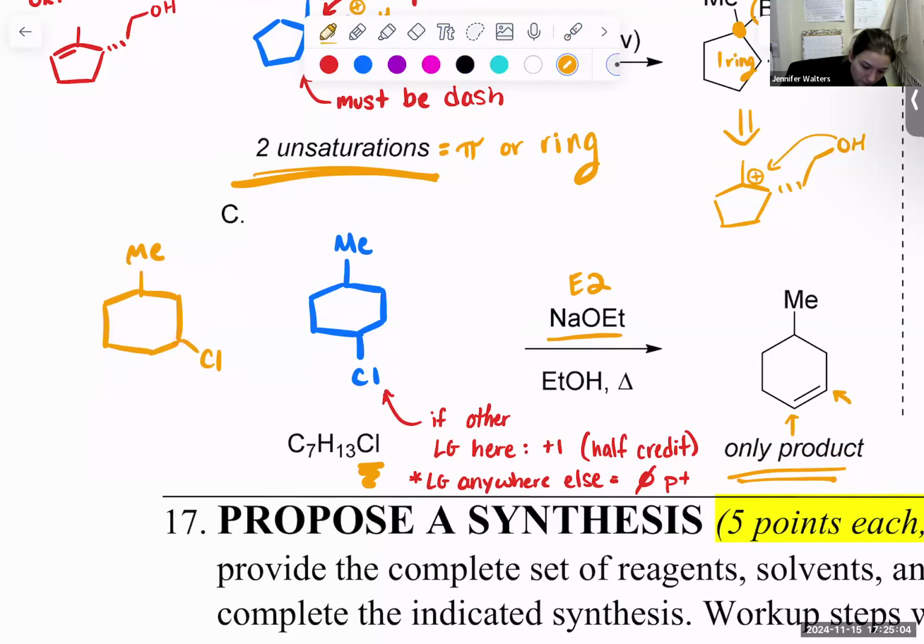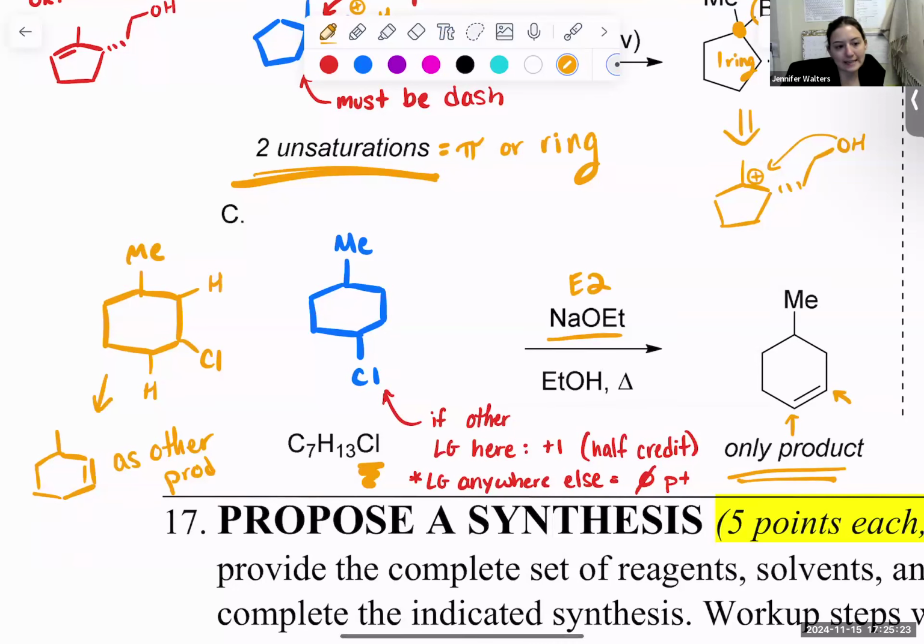This starting material has alpha protons on both sides. So it will make that product, but it'll also make that product as its other major product under these reaction conditions. That is why it's incorrect. So the only correct answer was to have your leaving group here.